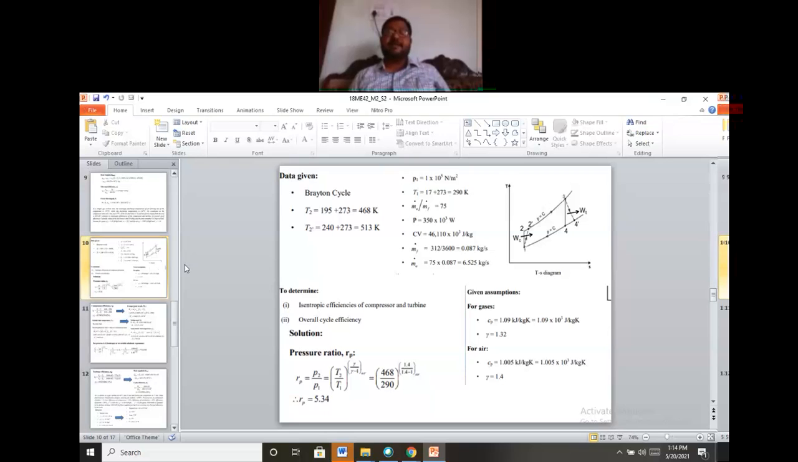For gases, the Cp value is 1.009 into 10 to the power of 3 and gamma value is 1.32. For air, the Cp value is 1.005 into 10 to the power of 3, and gamma value of the air is 1.4. The gamma value of the gas is 1.32. Pressure ratio rp is equal to P2 by P1, which is T2 by T1 raised to the power of gamma divided by gamma minus 1. We substitute all things. rp is 5.32.